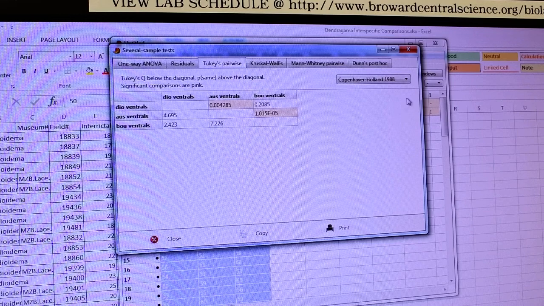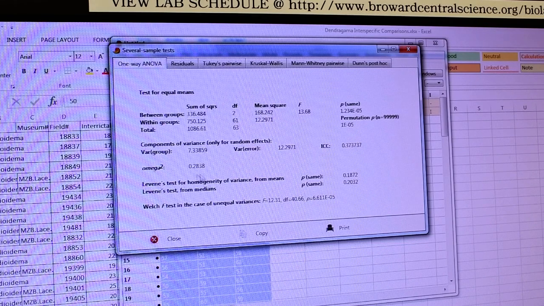Okay, now what about these assumptions? All right, let's go back to that first thing. This was the first screen that popped up. If you need to get back there, you just click on the very first tab.